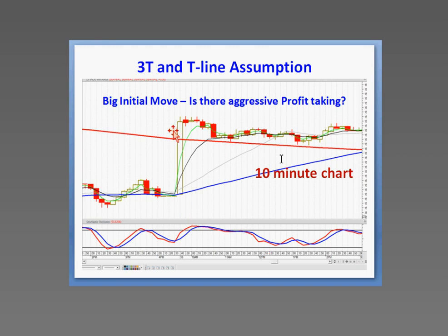Or if I see a big move on the initial opening of a stock, I want to see whether this is a big gap and crap type trade. Well, the fact that they really couldn't bring it back at all told you that buyers were still there at the high end of the trading range that day, which is usually going to create a very strong signal by the end of the day for further upside.